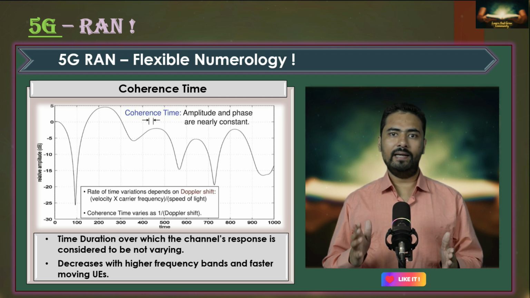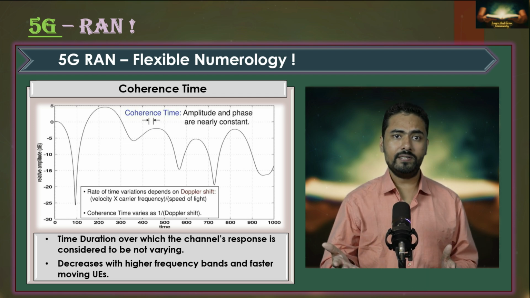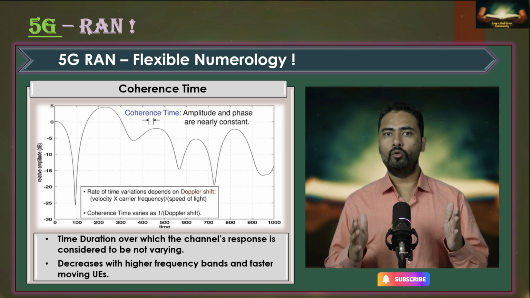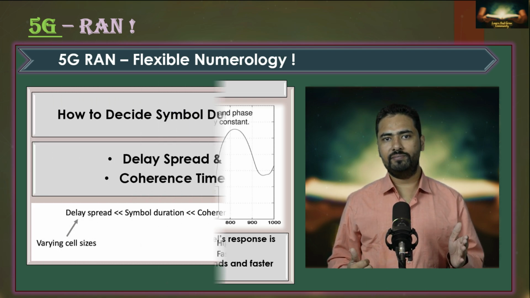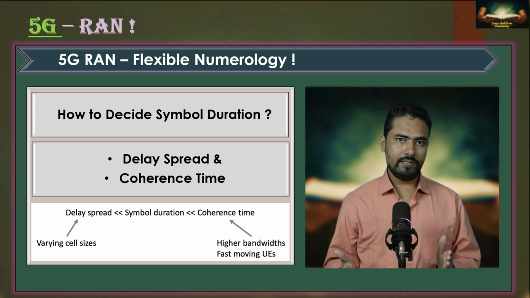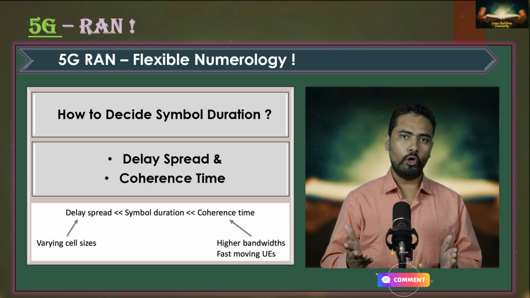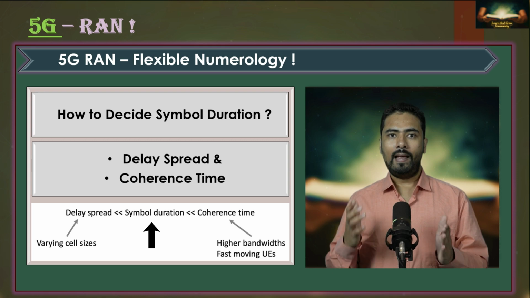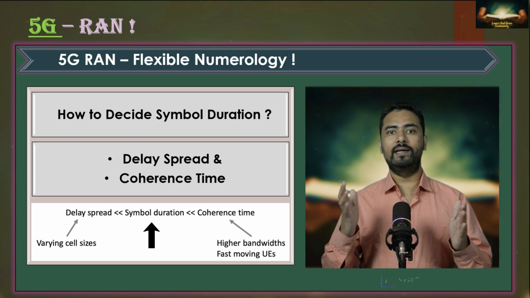Higher frequency bands and faster moving user equipments, or UEs, typically result in shorter coherence time due to rapid changes in the channel conditions. Now, the concept is that to ensure reliable communication, the symbol duration should be shorter than the coherence time and significantly longer than the delay spread.